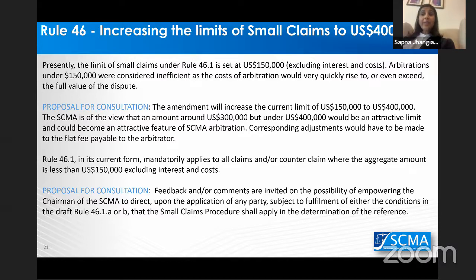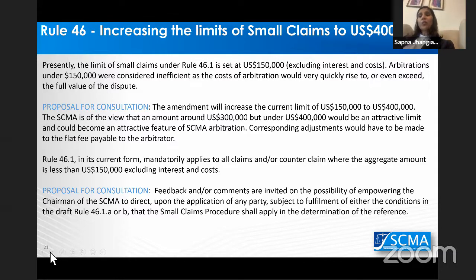Another approach that is being considered, on which we invite feedback from consultees, is that the chairman of the SCMA shall decide whether or not the SCMA small claims procedure should apply upon the application of any party, and will consider issues such as the value of the claim, so whether or not it is below $400,000. Secondly, whether the parties have agreed. And thirdly, a number of other factors, including the nature of the dispute and the complexity of the dispute.